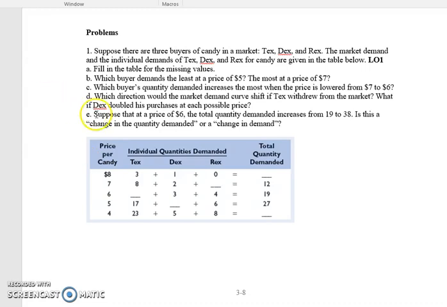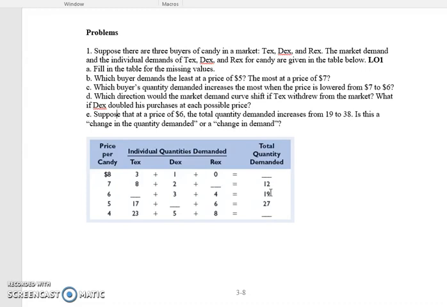Okay, and now the last question is this one. Suppose that at a price of $6, total quantity demanded increases from 19 to 38. At a price of $6, look at the third row, please. They demand 19, right? Now they are saying that price doesn't change, remains 6, but for some reason demand increases from 19 to 38. Is this a change in quantity demanded or a change in demand?